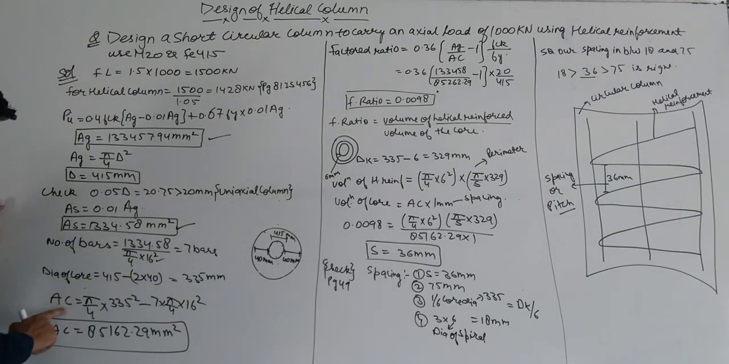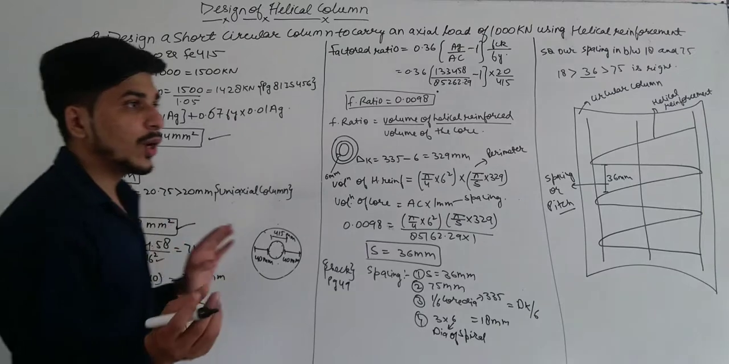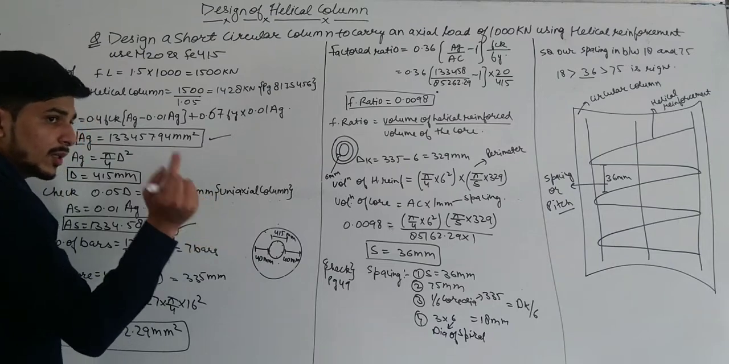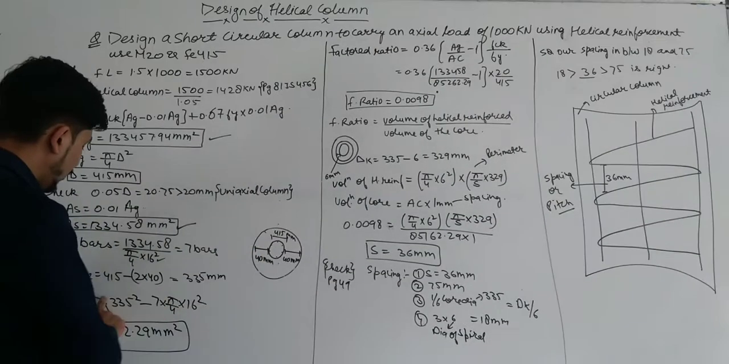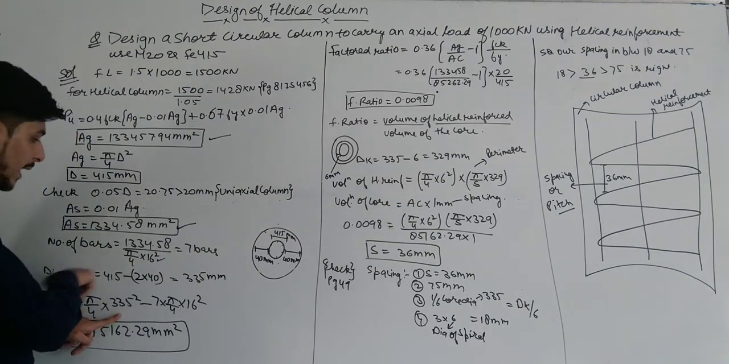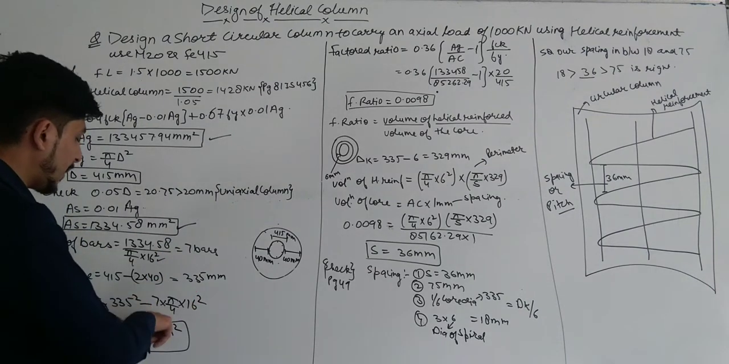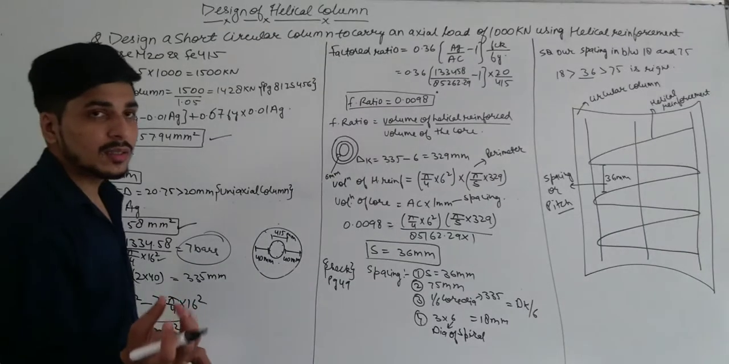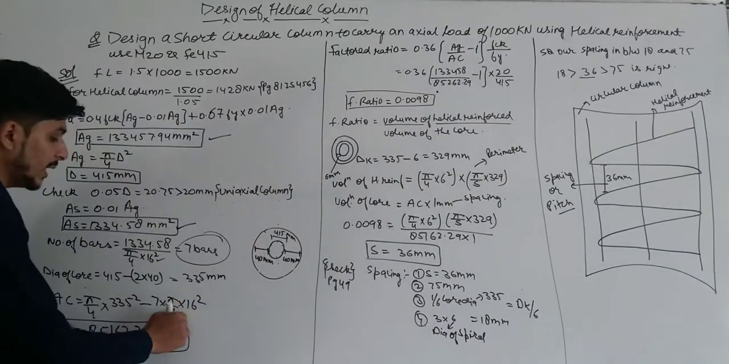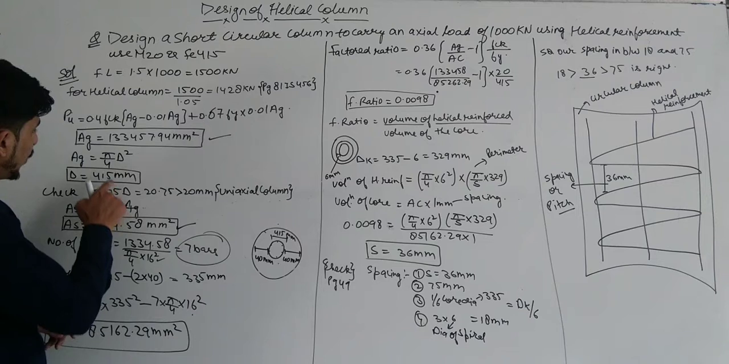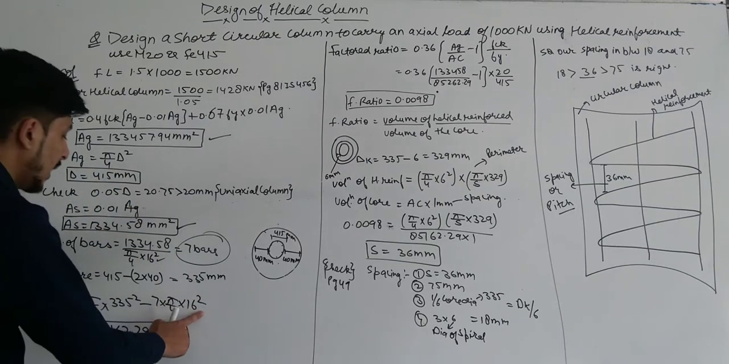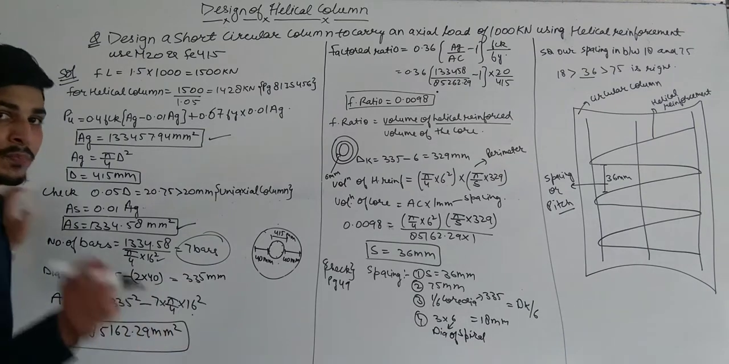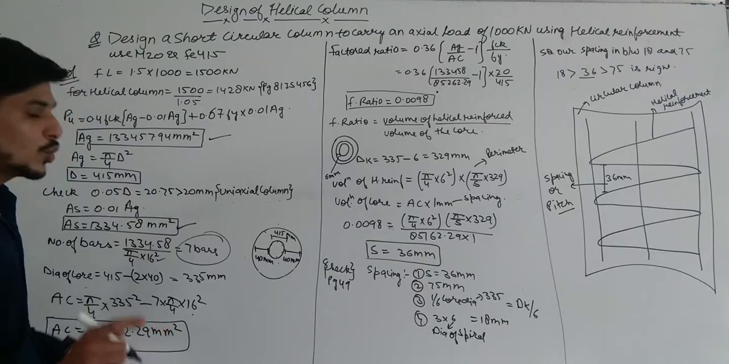Now calculate the area of concrete. The area of concrete means the area occupied by concrete in the column, so we have to subtract the area of the steel bars. The area is pi by 4 into d square, with d the diameter of the core, 335, squared, minus 7 bars. We have 7 bars, so 7 into the area of a circle, pi by 4 d square, where d is 16, so 16 squared. From here we calculate the area of concrete. The area of concrete is 85162.29 mm square.